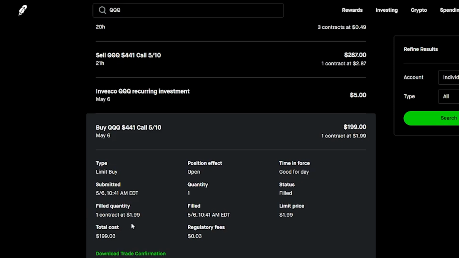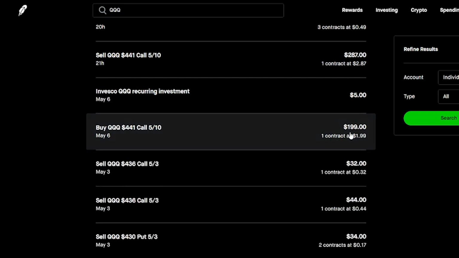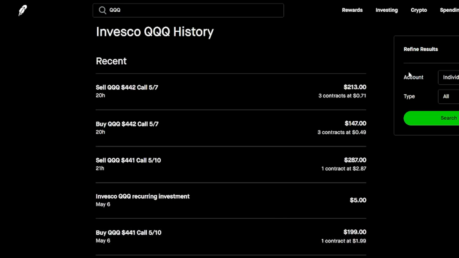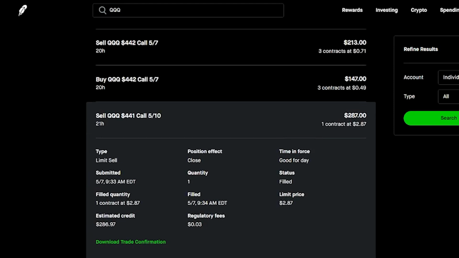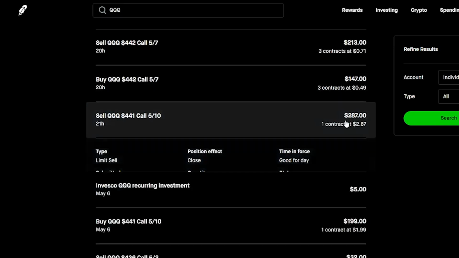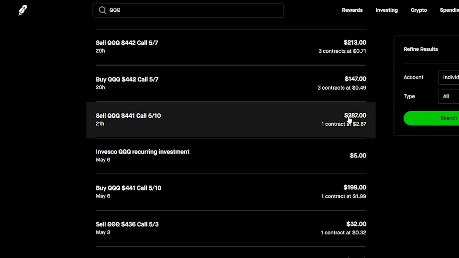So the contract was filled at 199, total cost 199.03. So the 03 is the regulatory fee, but you'll get that back. There you go, regulatory fee right there, and option was filled. So we went ahead, we got out of that, and if we scroll back up, this was a recurring buy that I have set up, and then we end up selling the 441 swing, and we sold at 287. So got in at 199, sold at 287, and the total profit on this was 88 bucks.